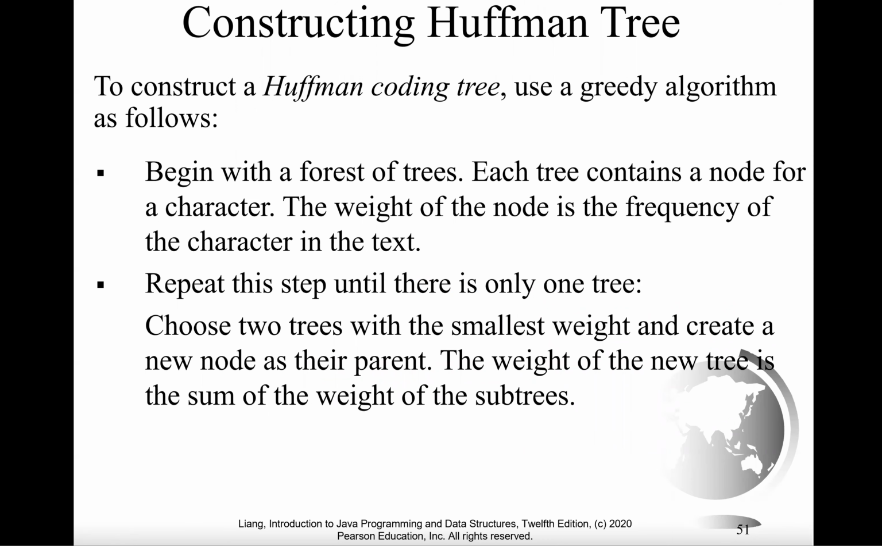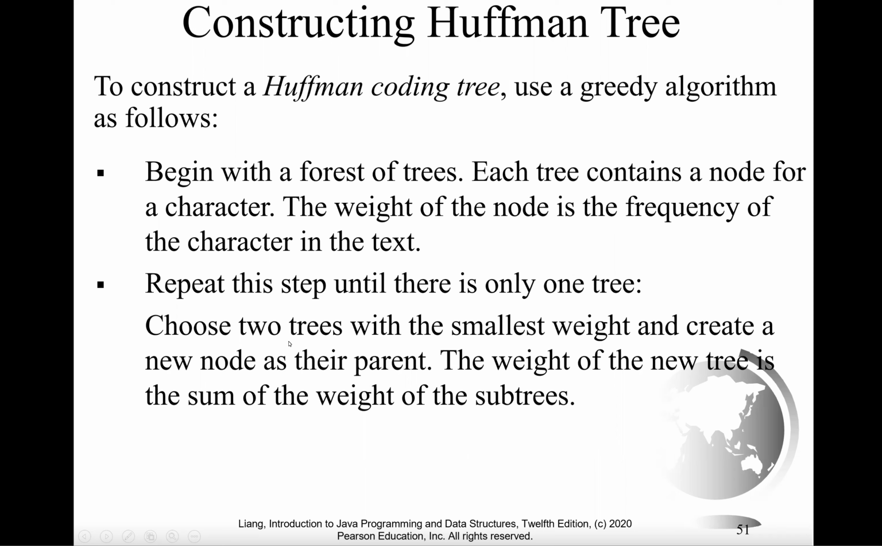To construct a Huffman coding tree, we use a greedy algorithm as follows. Begin with a forest of trees. Each tree contains a node for a character. The weight of the node is the frequency of the character in the text. Repeat this step until there's only one tree.